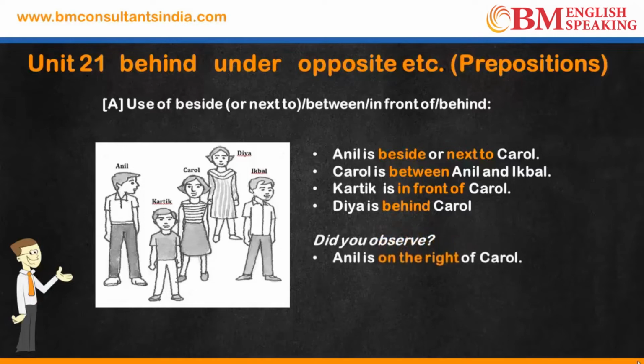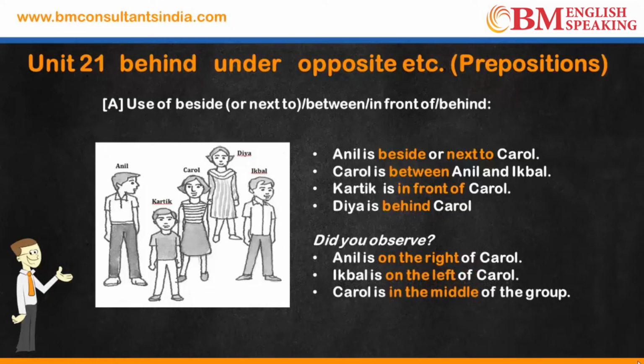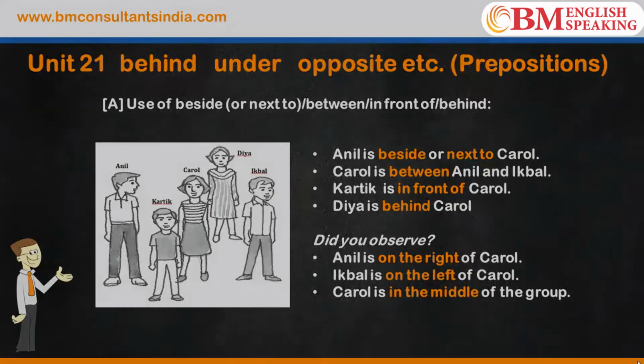Did you observe? Anil is on the right of Carol. Iqbal is on the left of Carol. Or Carol is in the middle of the group.